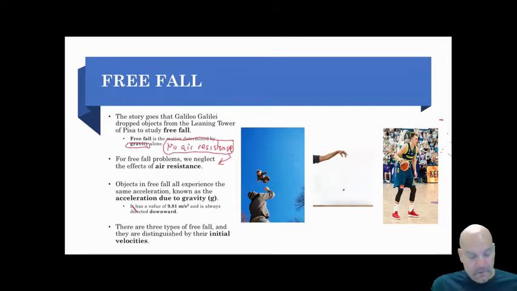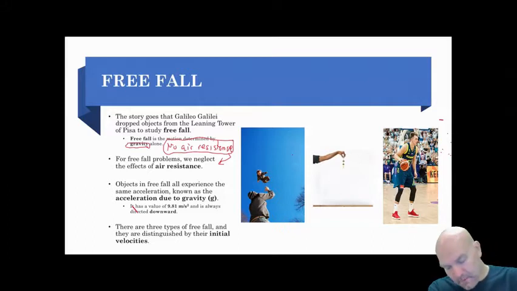Okay. And there are three types of free fall, and they're all distinguished by their initial velocities. These three pictures show you the three types of free fall. Here you've got the dad throwing his child up. When we say we're throwing it up, the initial velocity is greater than 0, which means it's positive, which means at the top of this child's motion, before it can come back down, it has to stop.